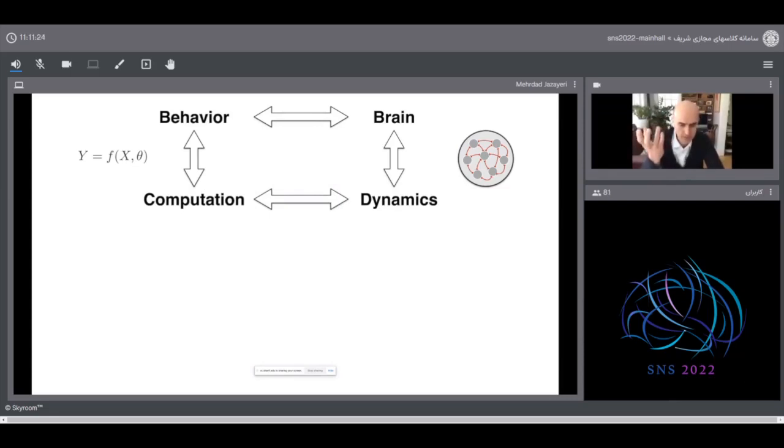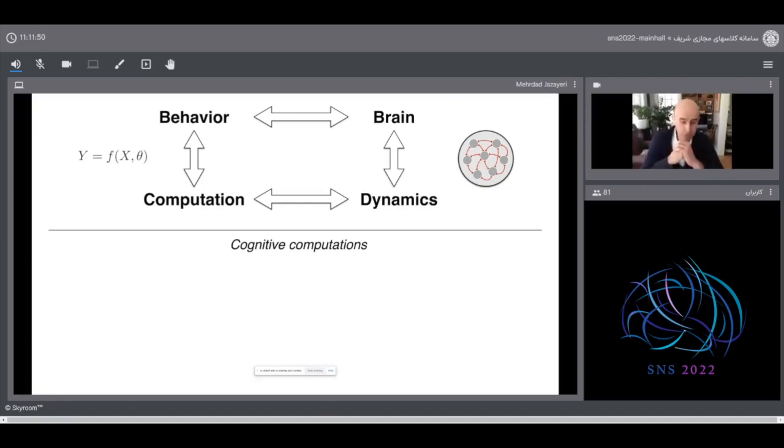If we manage to understand, or at least begin to understand how dynamics give rise to computations, behaviorally relevant computations, that's a proxy for trying to understand how the brain gives rise to behavior. Now, in my lab, we're mostly interested in higher-level, so-called cognitive computations.